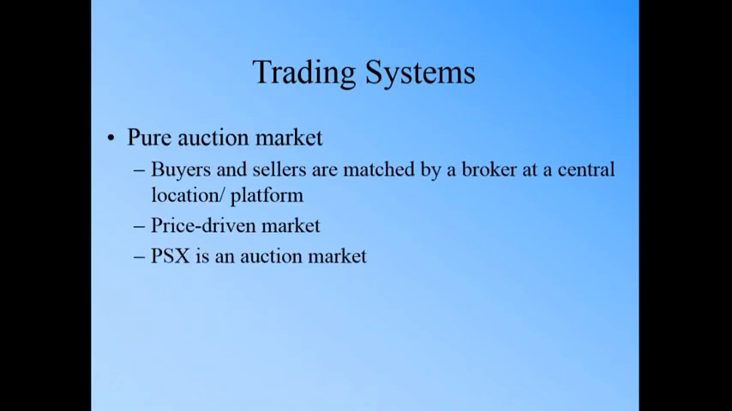Okay, the trading system in the stock exchanges can be a pure auction market. A pure auction market is one where buyers and sellers are matched by a broker at a certain location or a platform. Just like in the Pakistan Stock Exchange that we are studying, buyers and sellers are brought together, and when their prices are matched, the transaction actually takes place.